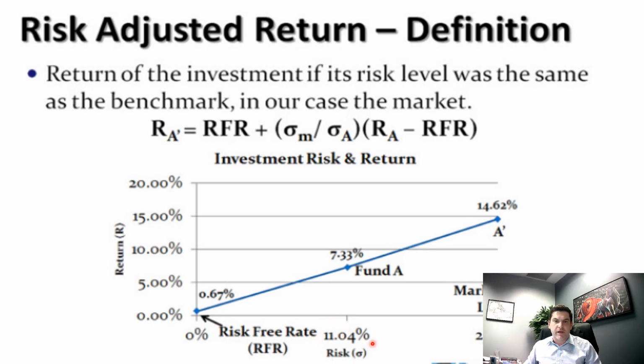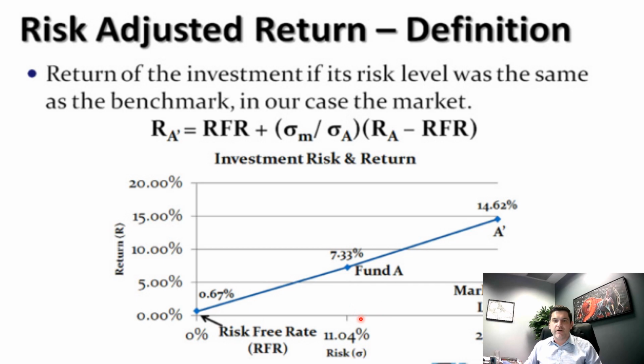So the risk rate, or the standard deviation for our fund that we want to compare to the index, which is going to be Fund A, is 7.33% return, 11.04% standard deviation. Now, let's say we want to compare that to an index, which is over here, the market, which shows that we have a 23.11% standard deviation. So much higher standard deviation.